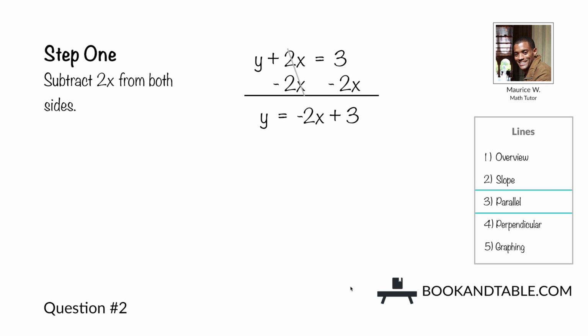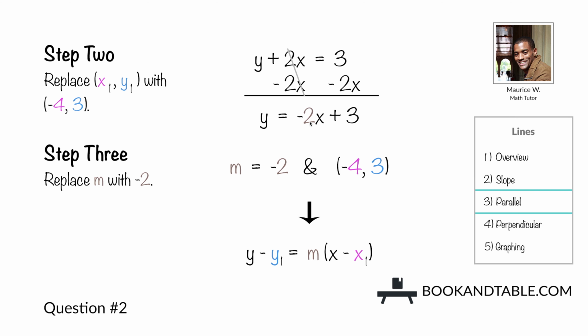Question number 2. Step 1, subtract 2x from both sides. This gives us a slope-intercept form of y = -2x + 3 of the parallel line. So this gives us the slope we're looking for, -2. We combine that with the point on the line we're looking for in the point-slope form. And step 2, we replace x1 with -4, and we replace y1 with 3.